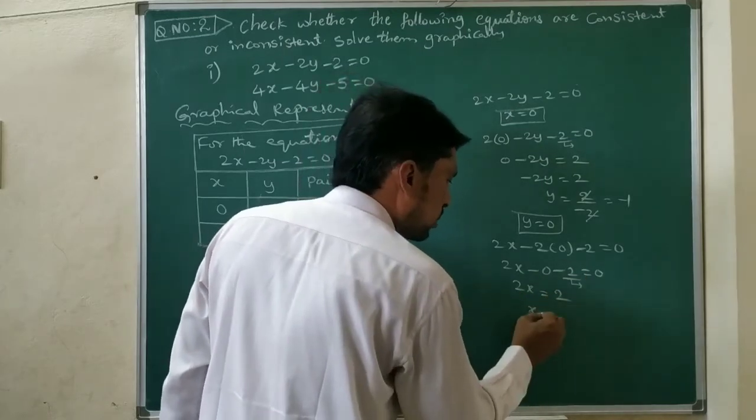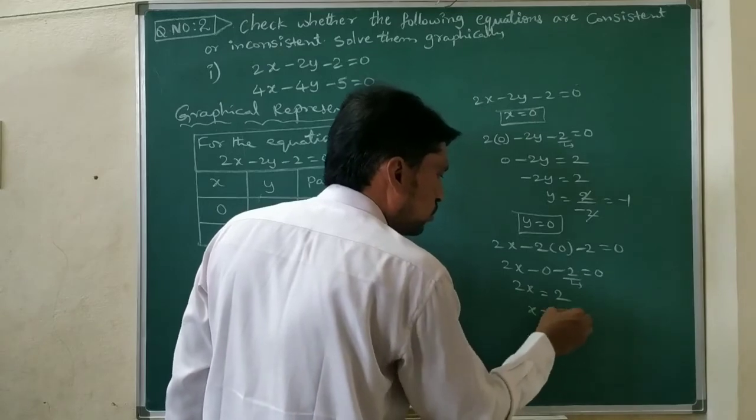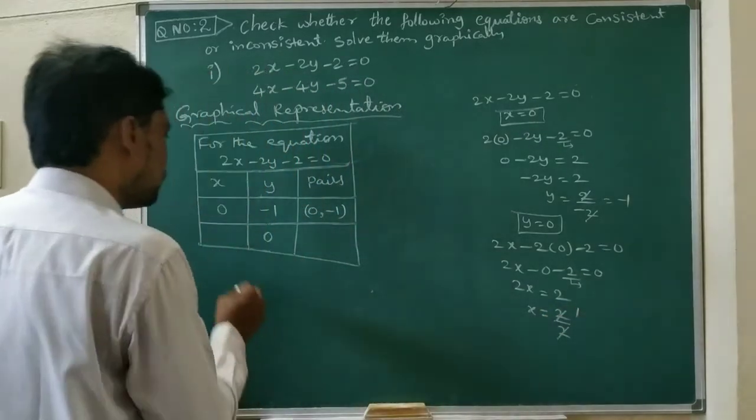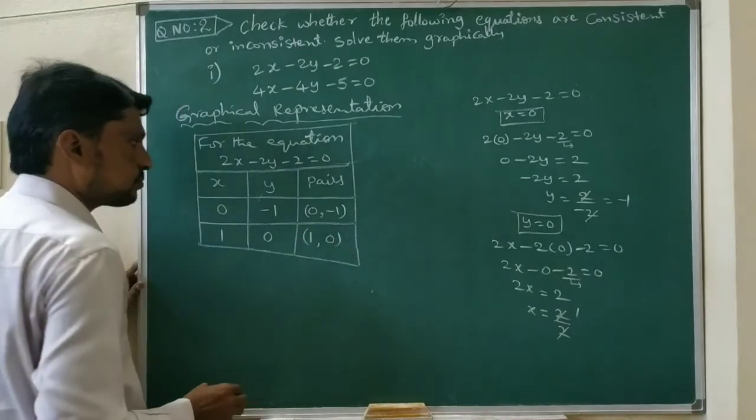This 2 also we can transpose. So 2 we are transposing means divide we are getting. 2 ones are 2. So the x value we are getting is 1. Means here 1 comma 0 we can get.